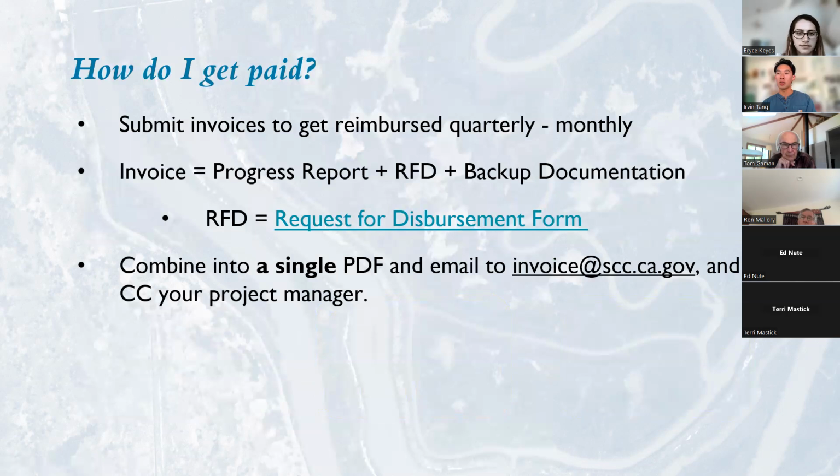Okay, so to get reimbursed for project expenses, we ask that you invoice no less than quarterly, so every 3 months, and no more than monthly. So when you invoice, an invoice should have 3 items: a progress report, an RFD, which is short for request for disbursement form, and also backup documentation, all of which I will go over in the following slides.